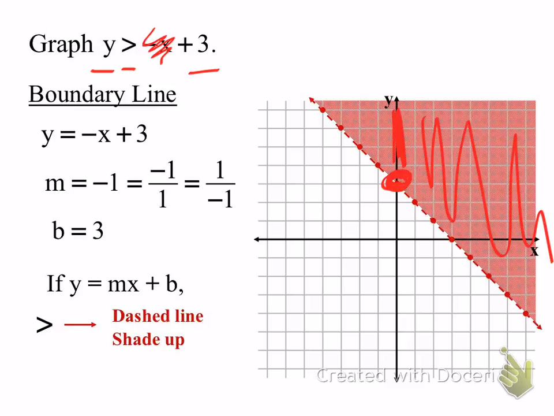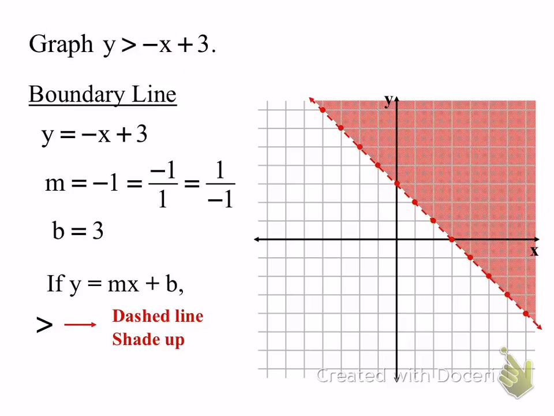If I did my test point, it basically works the same way. Because if I take 0, 0, the origin, is 0, 0 the only one I can do? No. I can take any point. But 0, 0 is good because it just blocks something out. 0 is greater than 3. Is that a true statement? No. So my 0, 0 should not be shaded.